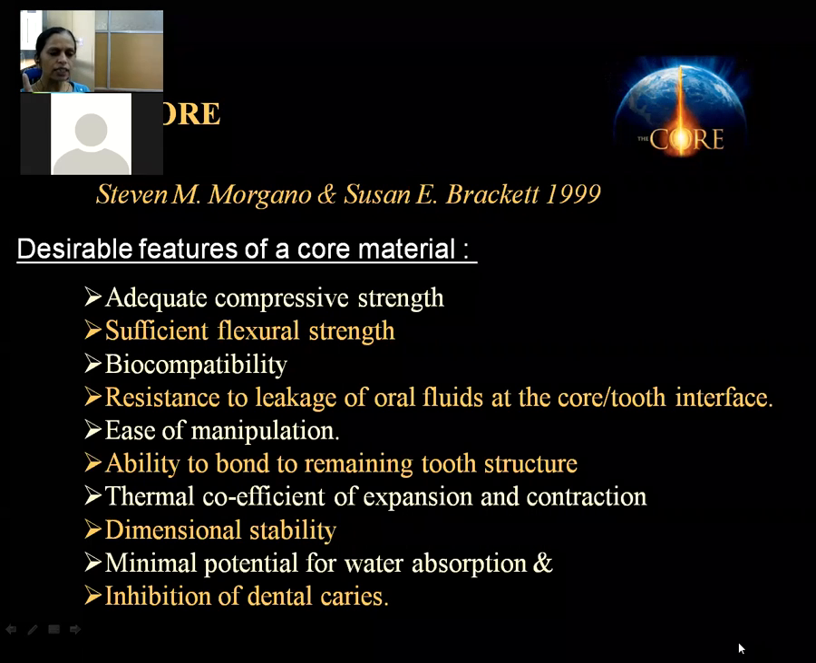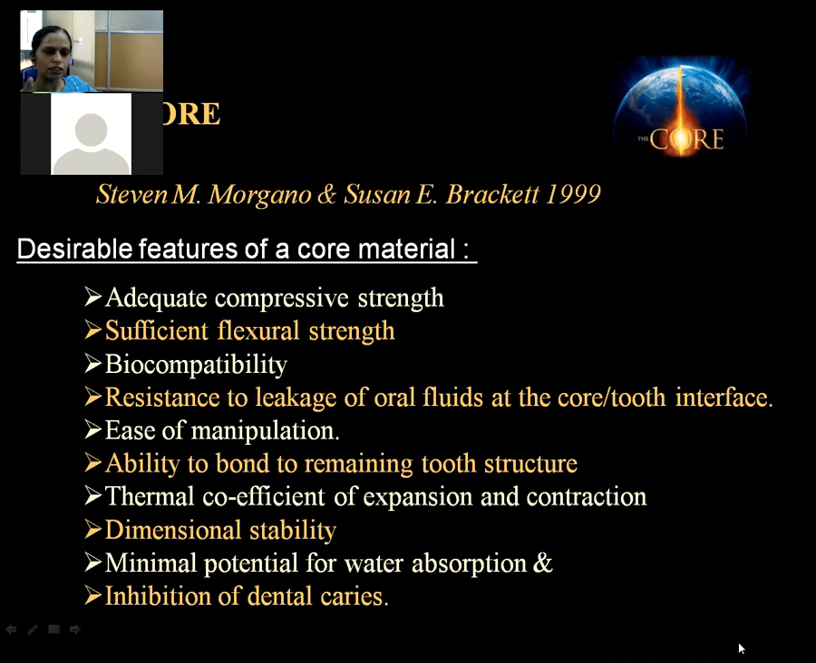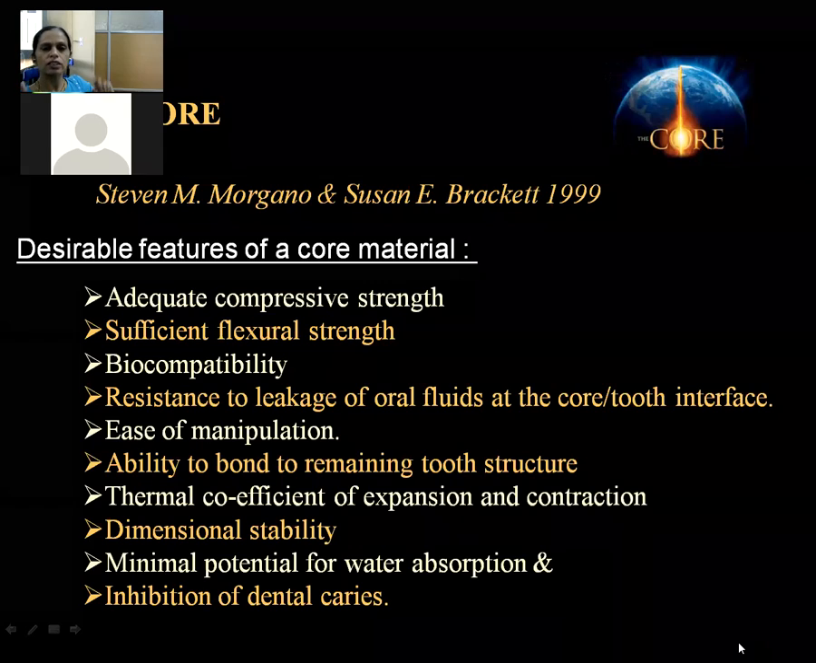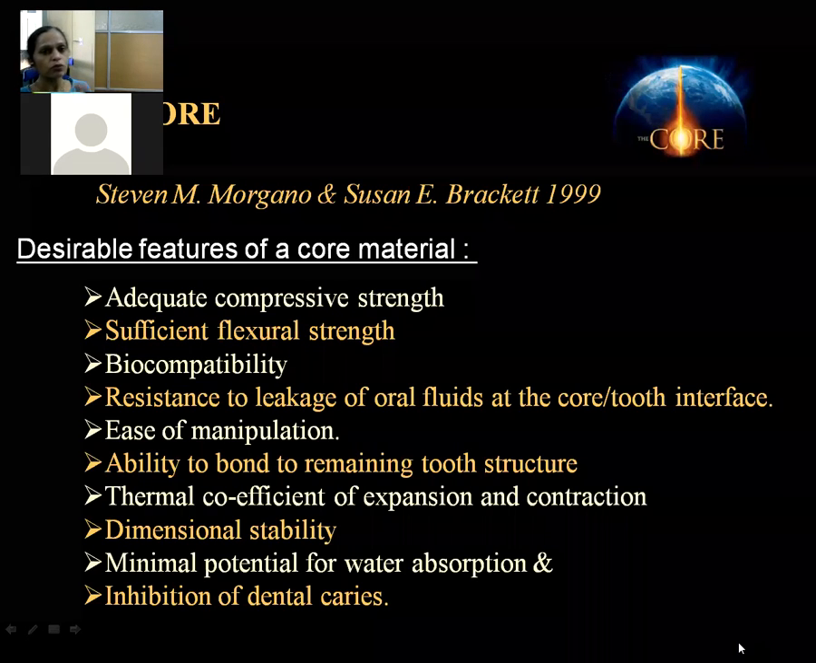What is a core material? On the posts, we build up the coronal structure of the badly destructed tooth. This is called core. So what are the ideal properties of the core? Whatever material you use for building up the coronal structure, it should have some properties. It should have a good compressive strength so that it can bear the masticatory force. It should have a good flexure strength so that it can bear the flexure. All of you know that under mastication our tooth flexes slightly. Okay, so it should have a sufficient flexure strength equal to your dentin.